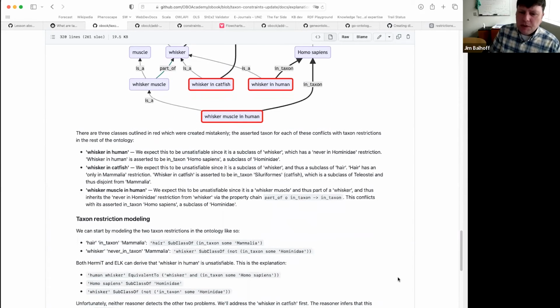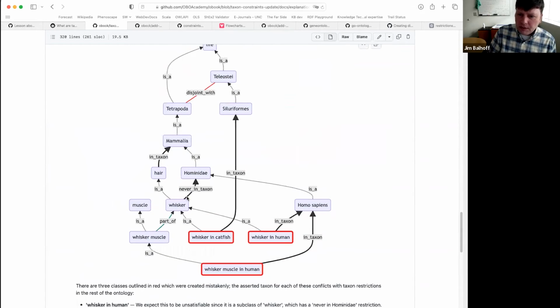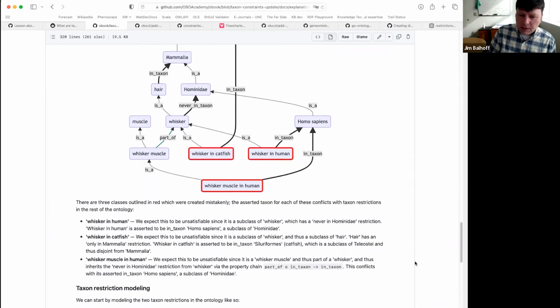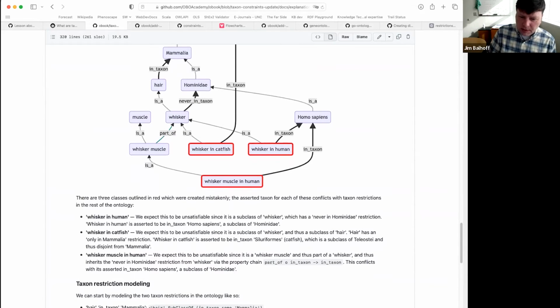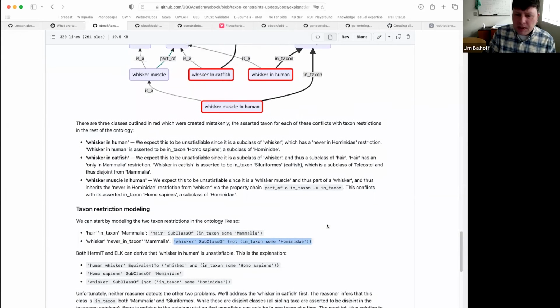So we'll start adding the actual logical axioms we need to make it work. We have two taxon restrictions in the ontology: whisker never in hominids, and hair in taxon mammals. Hair in taxon mammals gives us the axiom: hair is a subclass of in taxon some Mammalia. For the never in, we have whisker subclass of not in taxon Hominidae. Let's see if just this modeling is enough to make this work.